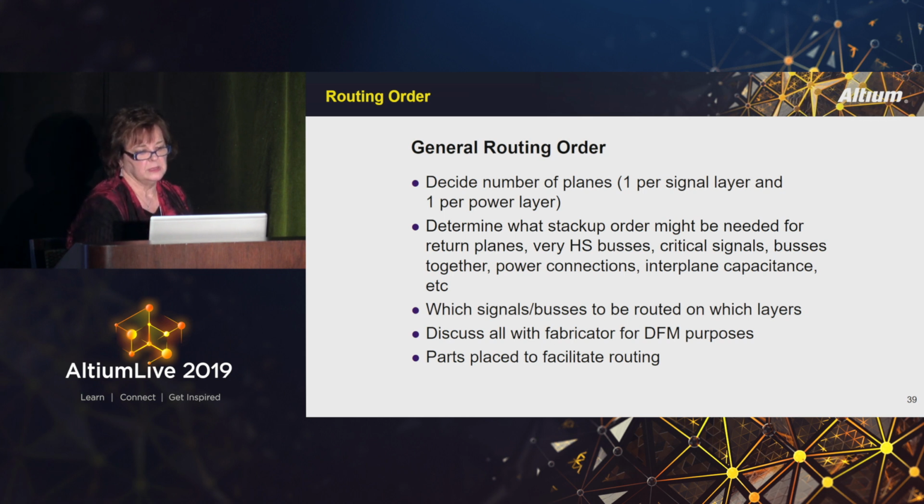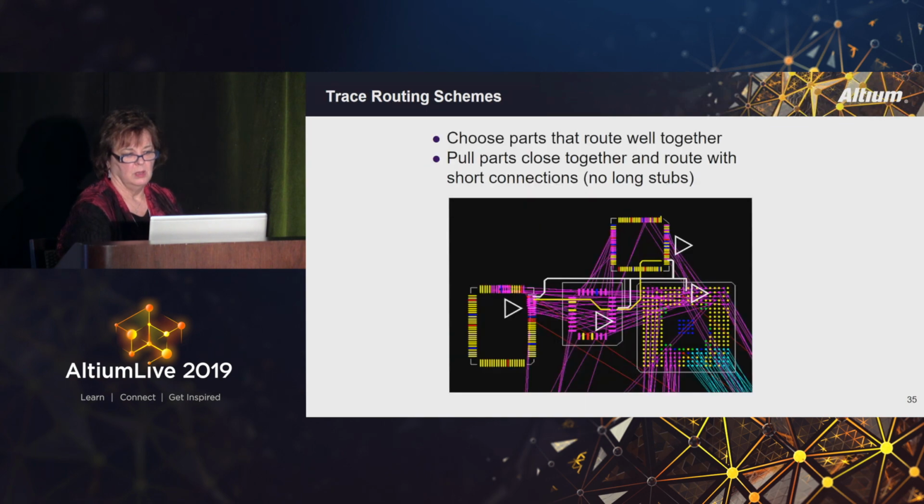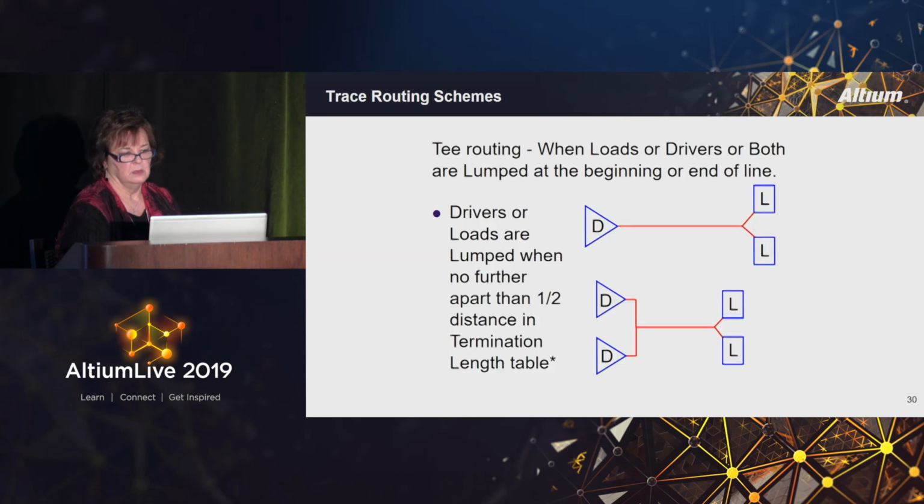Determine what stack up might be needed for the return planes because of the buses that you have and the number of critical signals. You want those buses together, trying to get the same environment for every signal in that bus. The power connections, interplane capacitance, all those kinds of things are important. You need to think about them before you ever start routing a board. Which signals and buses are to be routed on which layers, and that goes back to way back here to that chart.